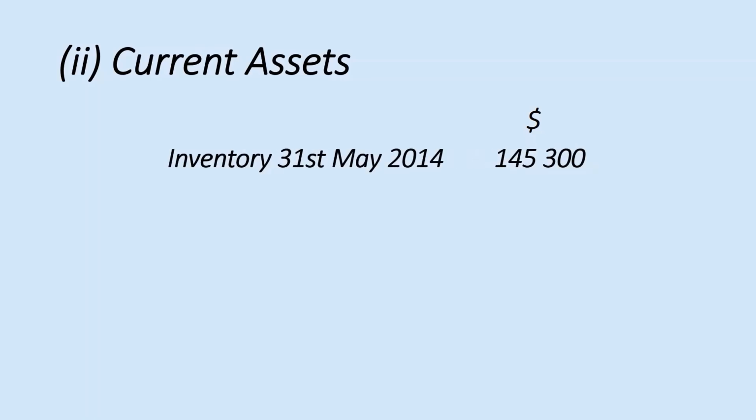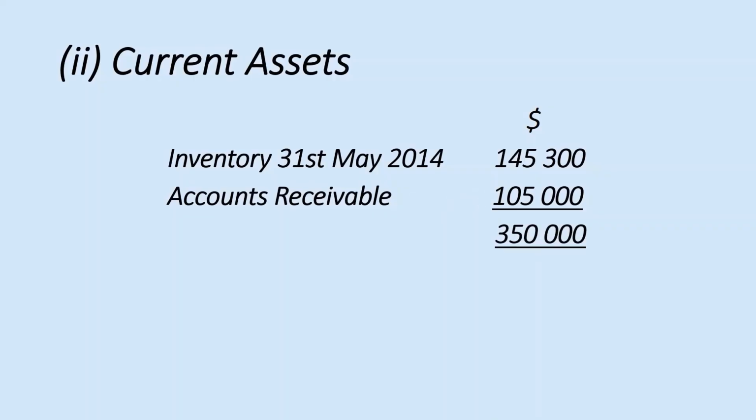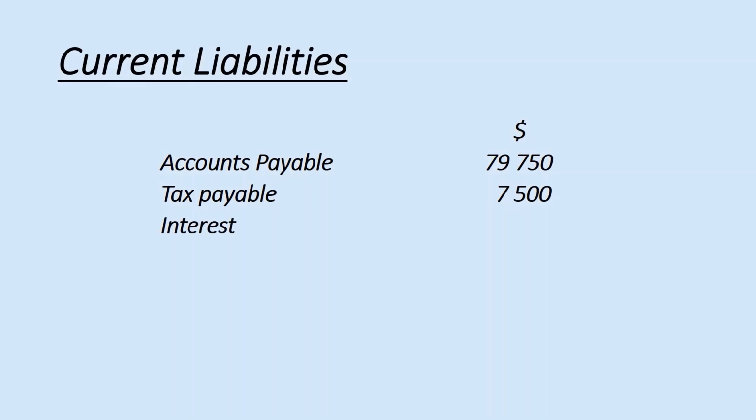Inventory on the 31st of May, that's at the end of the year 2014, 145,300. Then we have the accounts receivable, 405,000, giving us a total of 350,000. And the accounts payable is 79,750, tax payable 7,500, and the interest payable 110,250. And giving us a total of 197,500 to be shown in the balance sheet as current liabilities.